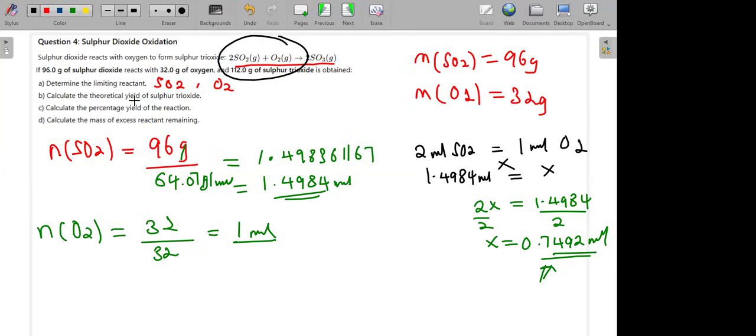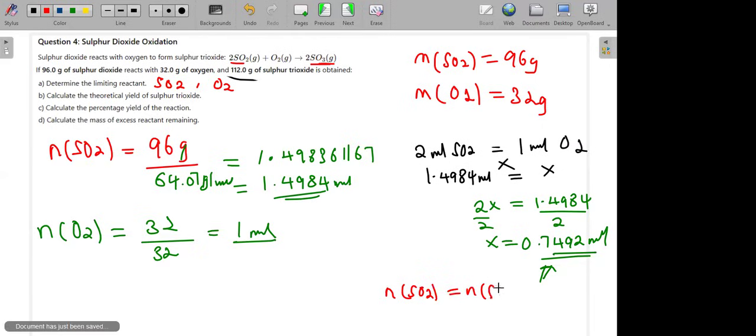We are getting the ratio from the limiting reactant to the sulfur trioxide. You see that the ratio there is actually 2 to 2, as I have a 2 in front of each. So the moles are the same, meaning the moles of sulfur dioxide are equal to the moles of sulfur trioxide. The moles of sulfur dioxide were 1.4984 moles, so those are the moles of sulfur trioxide.